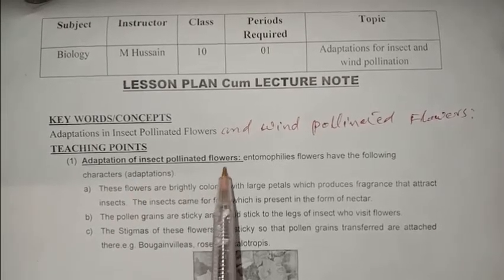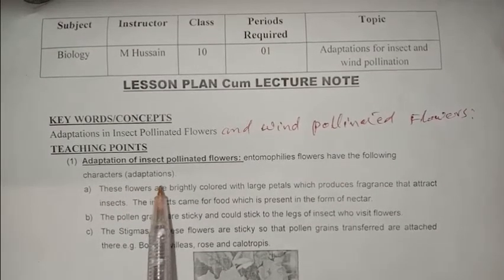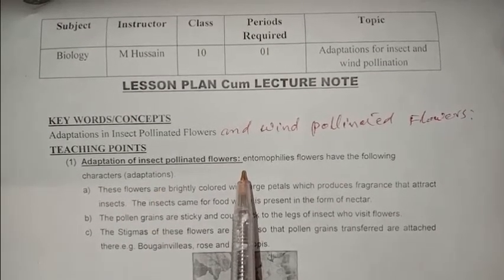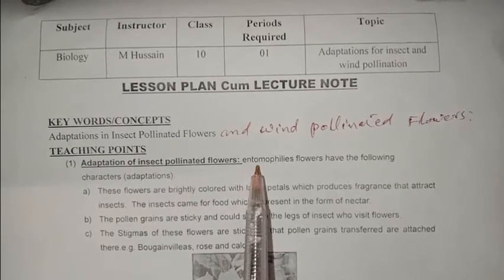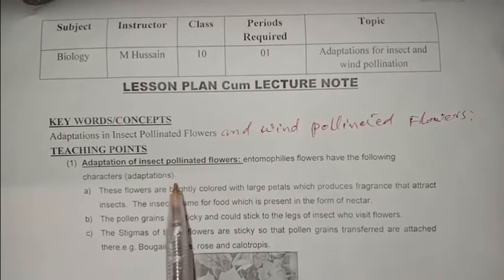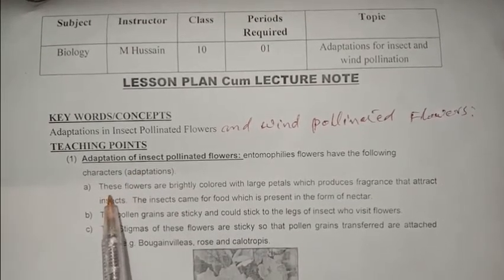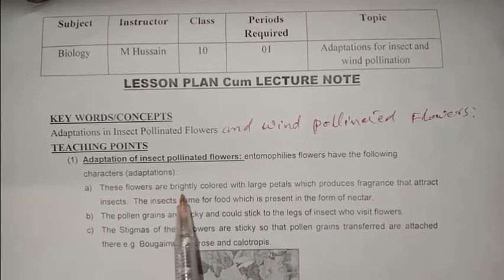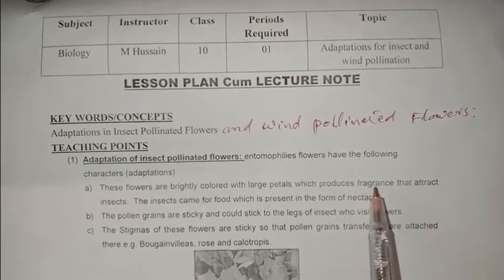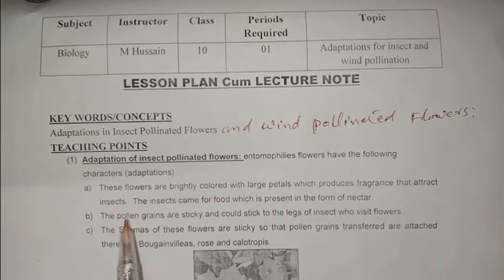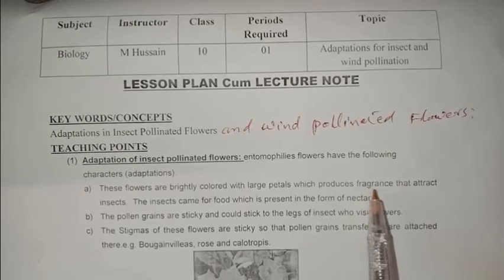Adaptation for insect pollinated flowers, or entomophilous flowers, have the following characteristics. Entomophilous means those flowers which are pollinated by insects. Such flowers are called entomophilous or insect pollinated flowers. First adaptation: these flowers are brightly colored with large petals which produce fragrance that attracts insects. Fragrance means pleasant smell.